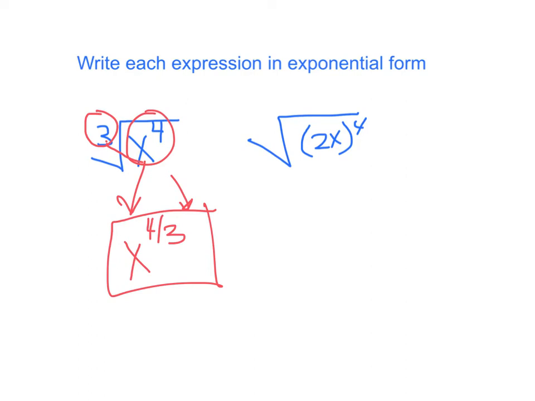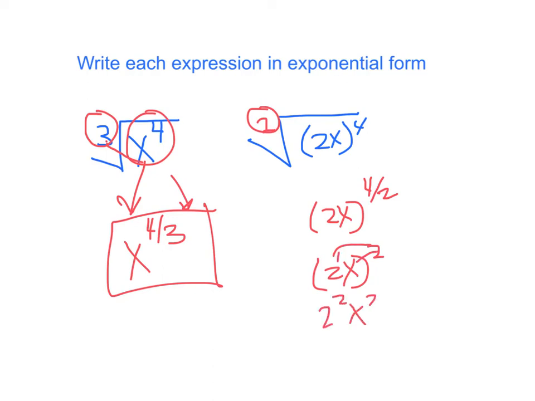Similarly for this one, this one does not have an index, so I can write in a 2 because it's automatically a square root, or a 2 root. So copy down the 2x, that whole 2x is raised to the 4, and the denominator is this 2. Now when I look at the problem, I have 4 divided by 2, which is 2. So I'll get parentheses 2x raised to the 2. Now I can do this problem because it's just 2x in parentheses raised to the 2. So I can distribute the exponents. 2 to the 2, x to the 2, which is 4x to the second for my final answer.